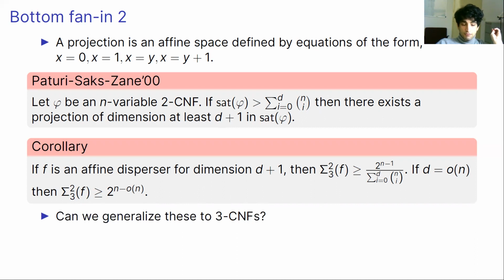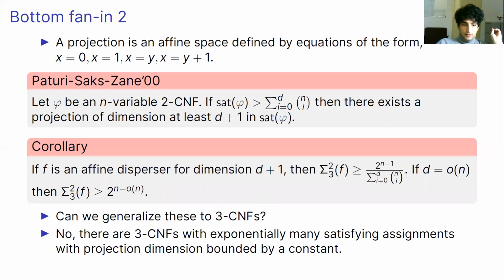Can we extend this result to 3-CNFs? By this result, I mean this precise statement about 2-CNFs. So the answer is no, because if we want to find projections, there are 3-CNFs, and we've written it in the paper, with exponentially many satisfying assignments, but with projection dimension bounded by a constant. So this statement does not hold for 3-CNFs. But we have general affine dispersers. So maybe it's possible to prove some other theorem which says that instead of a projection, we have a general affine space of large dimension. Can we prove such a thing? That I do not know.